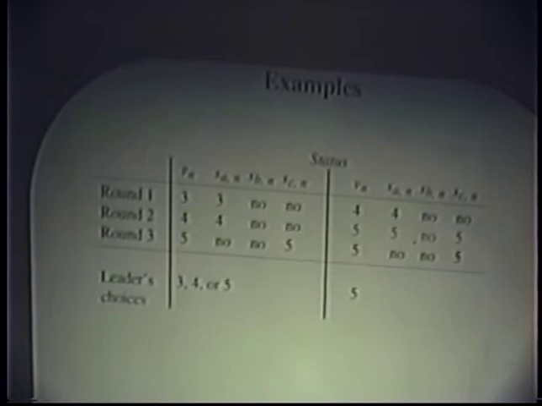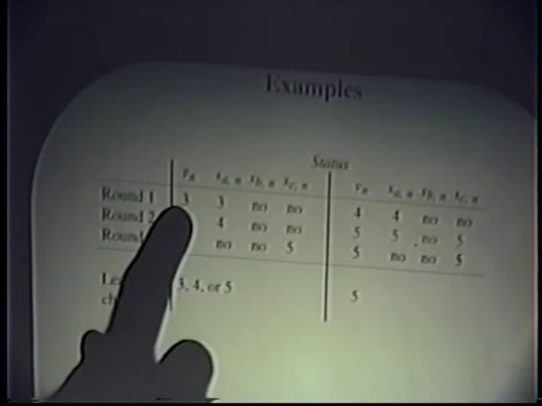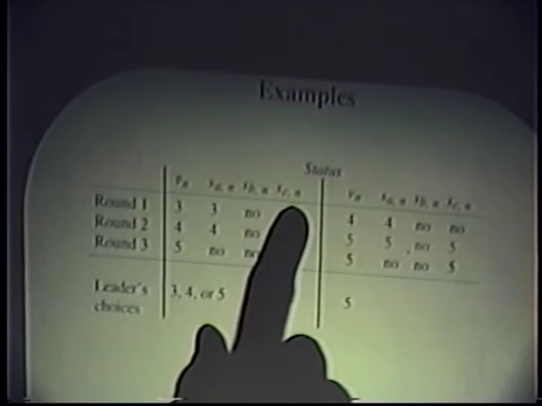The leader can choose any allowed value. He chooses three. He sends out his command guys. Now, in the meantime, a second leader has cranked up and has queried everybody and managed to talk to B and C. So B and C get the query for round two. So they set their state to no for round one. A doesn't get the query. He gets the command from round one leader first. So he sets his state to three.